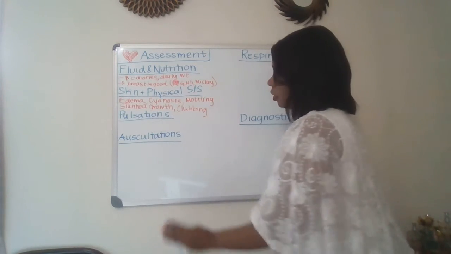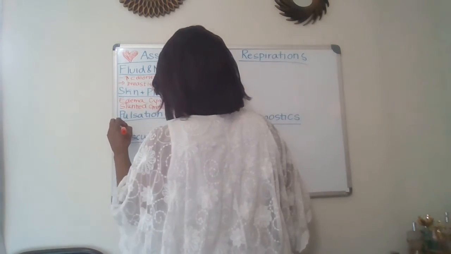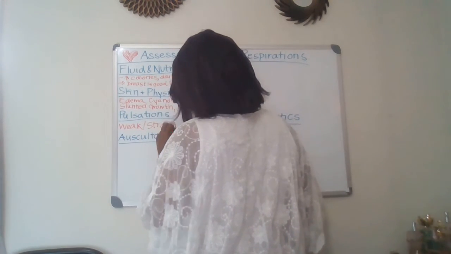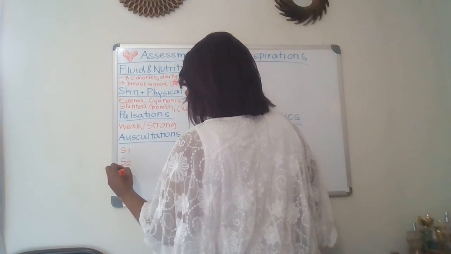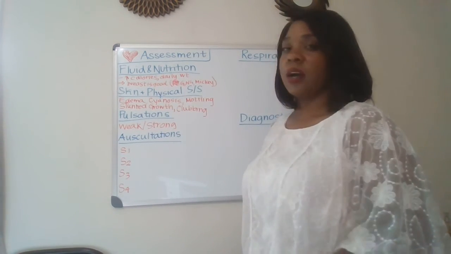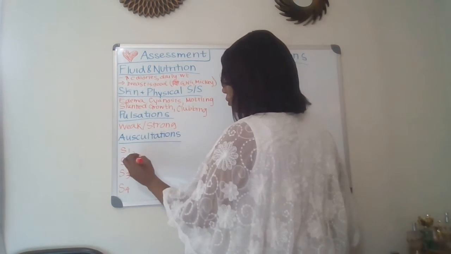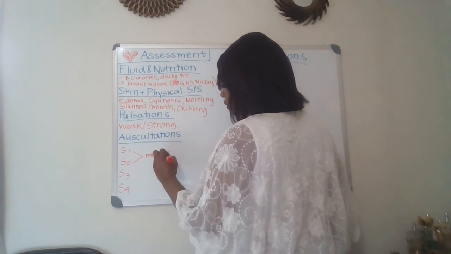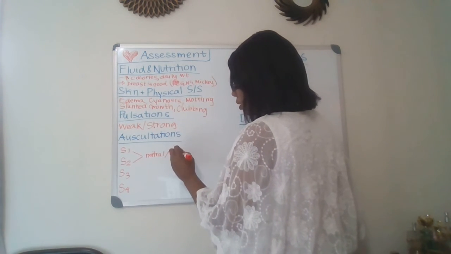Now the pulsations are either strong or weak. They don't change from med surg to adults. The baby is still a human. It's still the same. When we're listening to heart sounds, S1, S2, S3, S4, it's still very similar to med surg. So S1 and S2 are from your mitral and your tricuspid valves closing. Can't spell today.